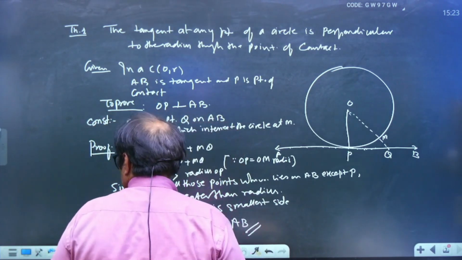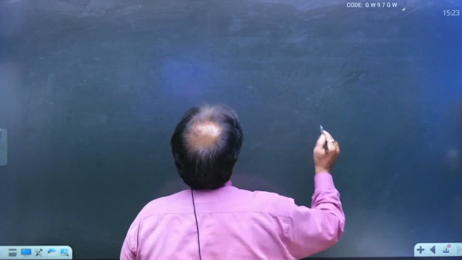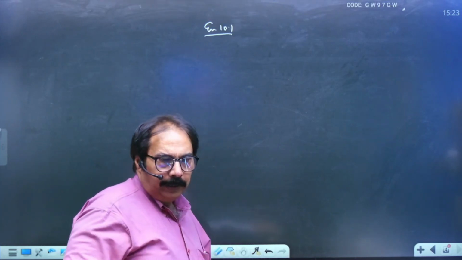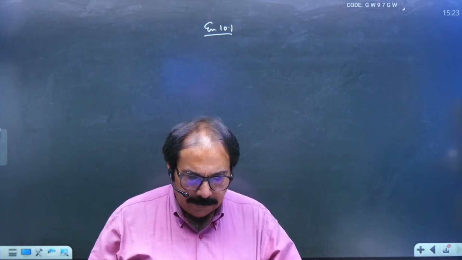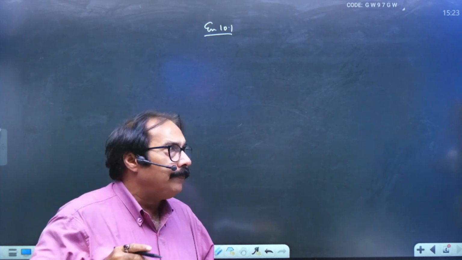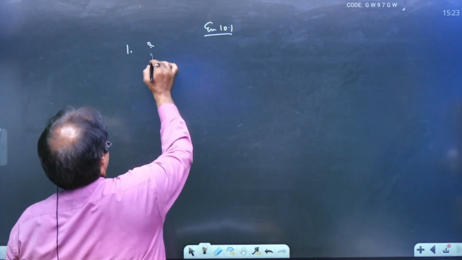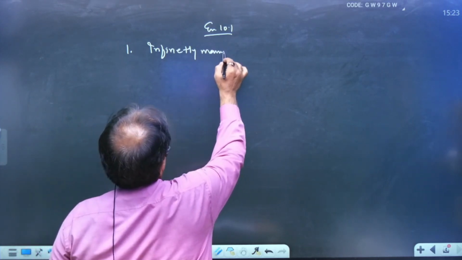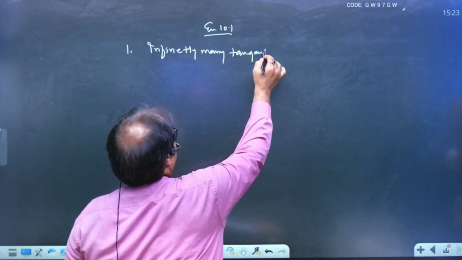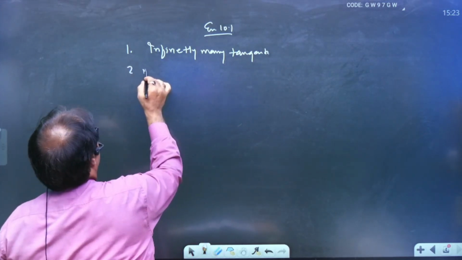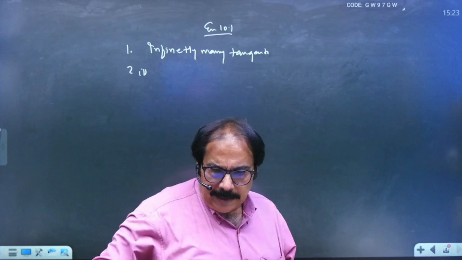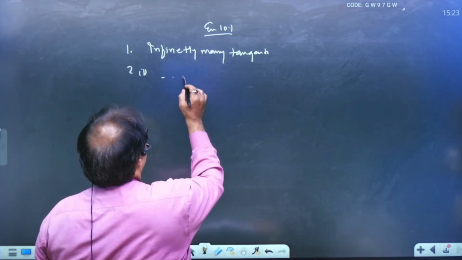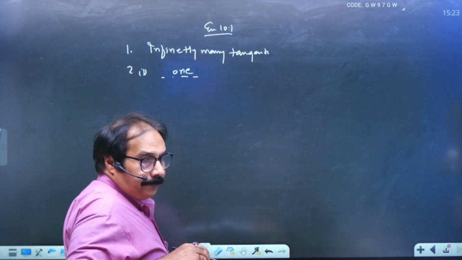Now come to the exercise. With this concept, come to exercise 10.1. The very first question, I will solve it verbally. How many tangents can a circle have? Infinitely many tangents. Now question number 2, first part, fill in the blanks. A tangent to a circle intersects it in how many points? That is 1 point.